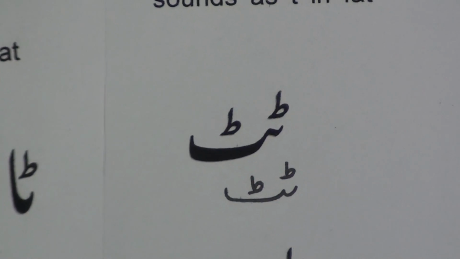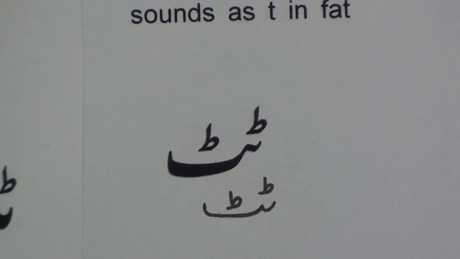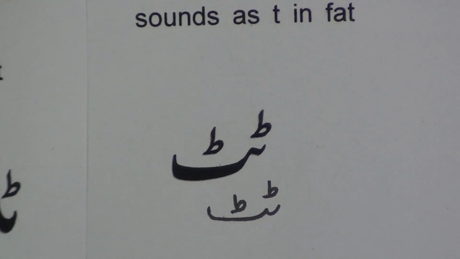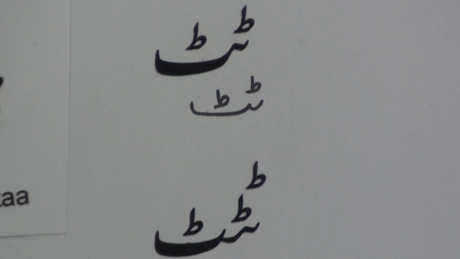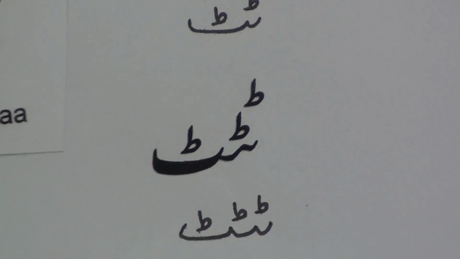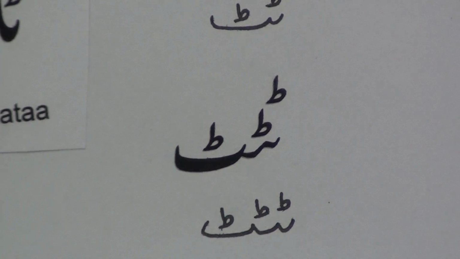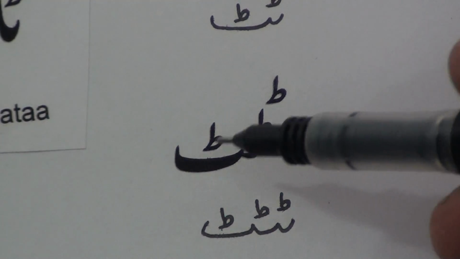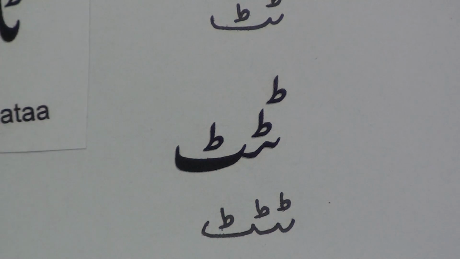This is te plus te. There are two te. First te and then second te. Handwritten form and printed form, both. Here are three te. First, second and third. This is printed form and this is handwritten form.